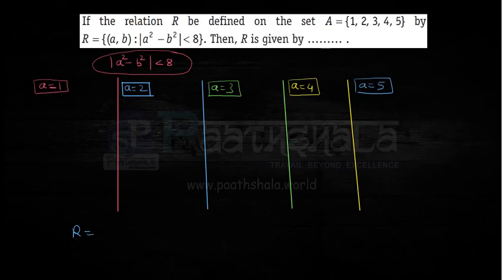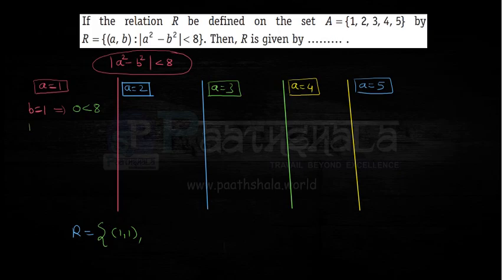So for b equals 1, where a equals 1 only, we are checking whether this pair is valid or not. a squared is 1 and b squared is also 1, that is 1 squared minus 1 squared, that is 0, which is less than 8. Hence this pair is valid. So we will write the pair as well, that is (1, 1) is a valid pair.